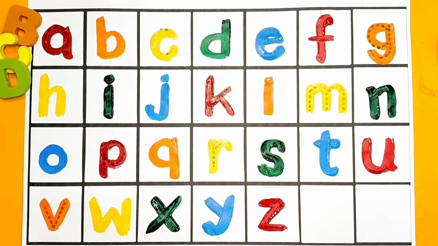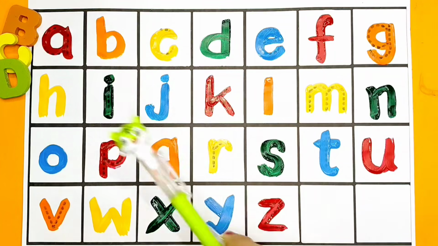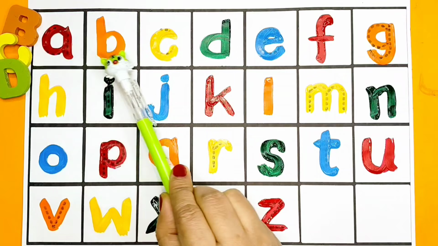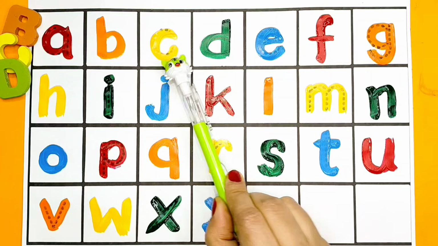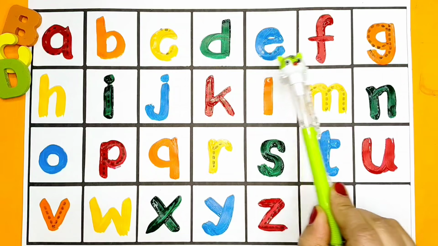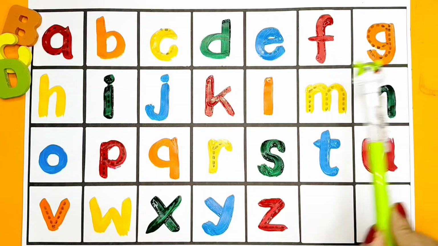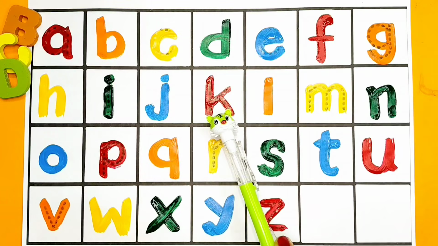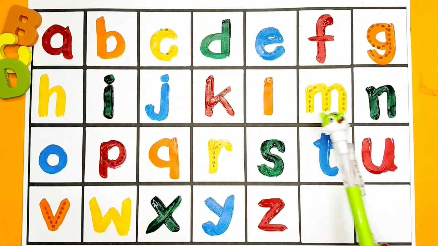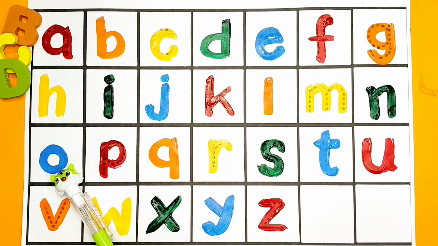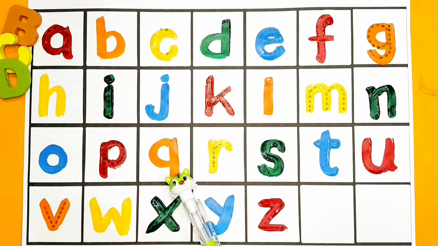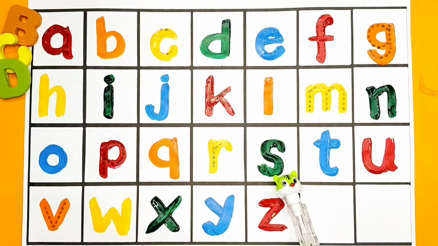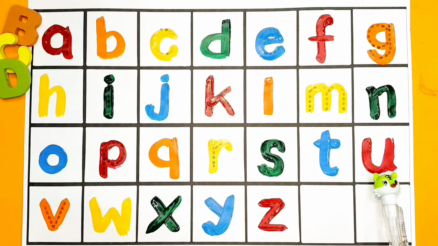Z. Z for zebra, let's learn. A, B, C, D, E. F, G, H, I, J. K, L, M, N, O. P, Q, R, S, T. U, V, W, X, Y. Z.